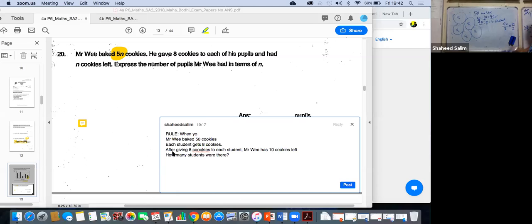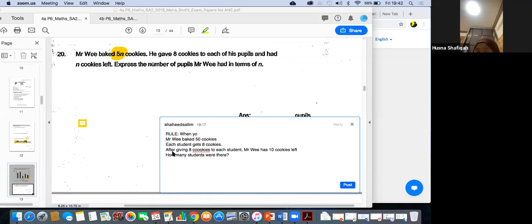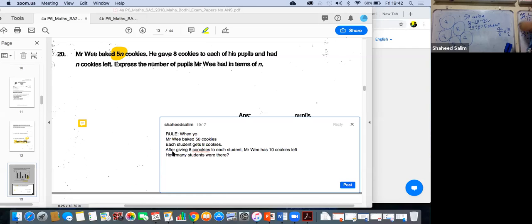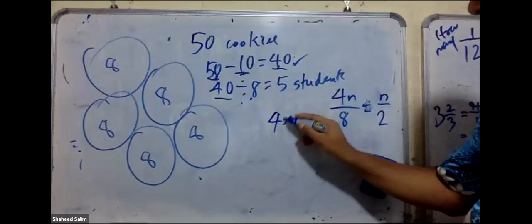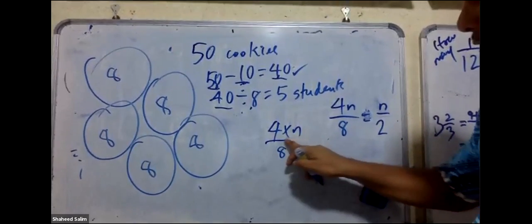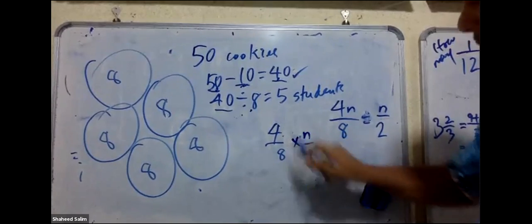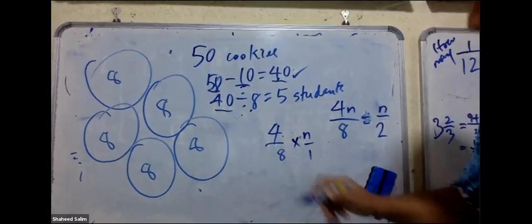You can see my screen. In algebra, you can divide also, because this is like times. Okay, I will just show you. Let's say now 4 times n over 8. Like you all have done this, right? Like that, 4 times n over 1. Same thing.